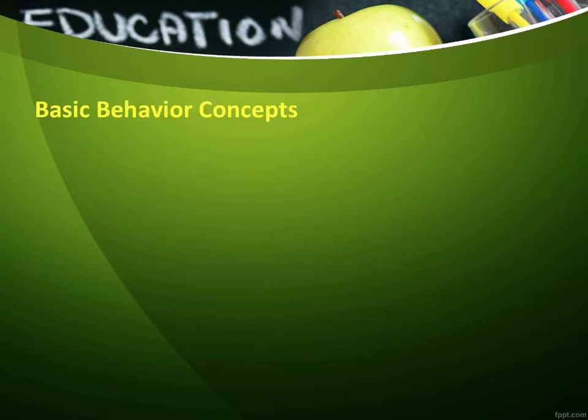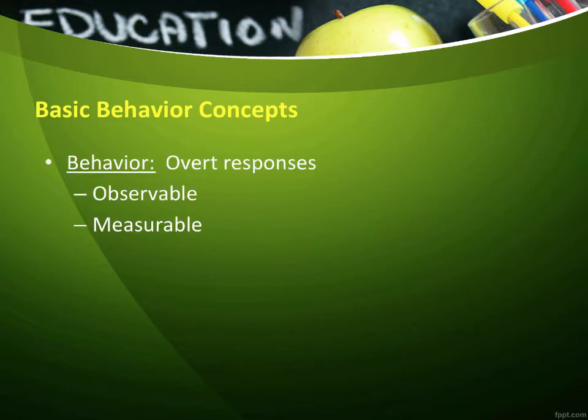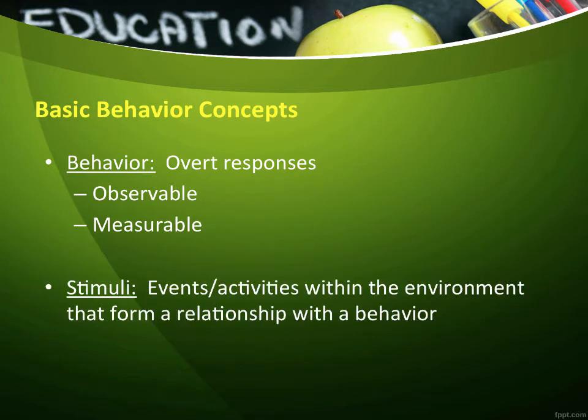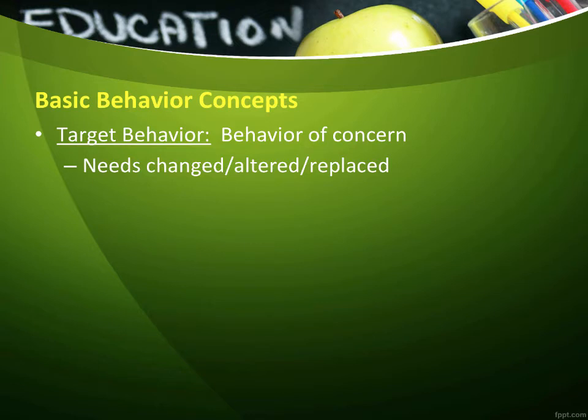Let's take a quick moment to look at basic behavior concepts that will set the stage for your work in behavior. So what is behavior? It is an overt response that is both observable and measurable. Stimuli are events within a person's environment that form a relationship with the behavior. It can be the ding on your cell phone signaling a text message, or perhaps the smell of a fresh baked pie. The target behavior is the behavior that needs to be changed or replaced, the one that is of concern. In the beginning activity, it is most likely that the behavior you were thinking about in your school was this target behavior.